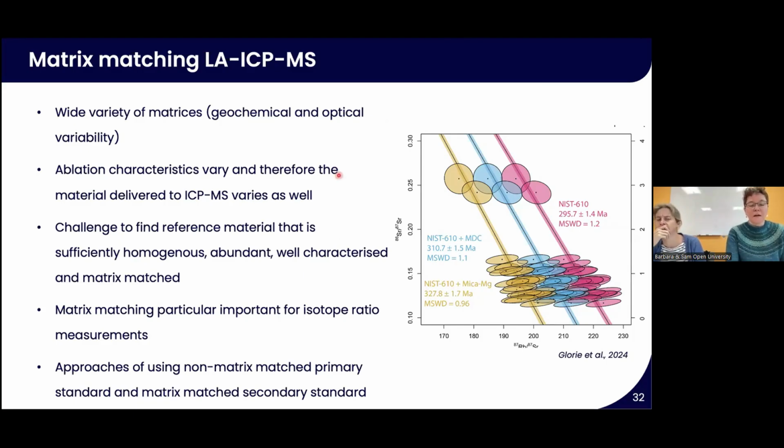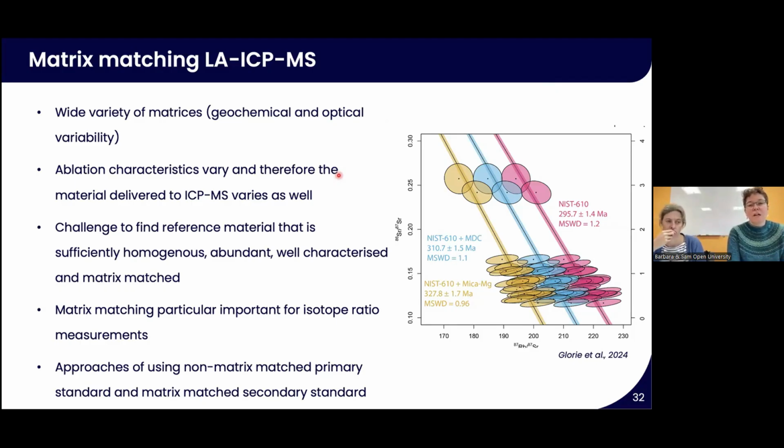Now obviously, ideally we would have a standard for every one of our unknown materials, but it is quite challenging to find reference material that is sufficiently homogeneous for what we're interested in, that is abundant, so that we can distribute it across all labs, so all labs can use the same standards, as well as is characterized and matrix matched.